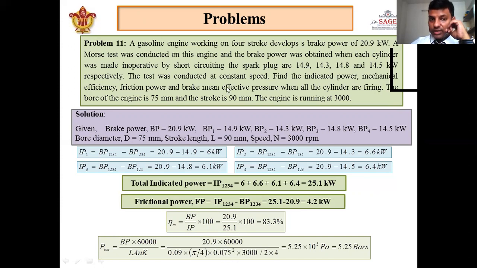Again, this is a 4-stroke engine and a 4-cylinder engine, as given in the problem. So small n will be capital N by 2 and the number of cylinders K will be 4. So by solving this, we will get 5.25 into 10 to the power 4, which can be written as 5.25 bars. Okay, this is a very simple problem on the theory of Morse test.